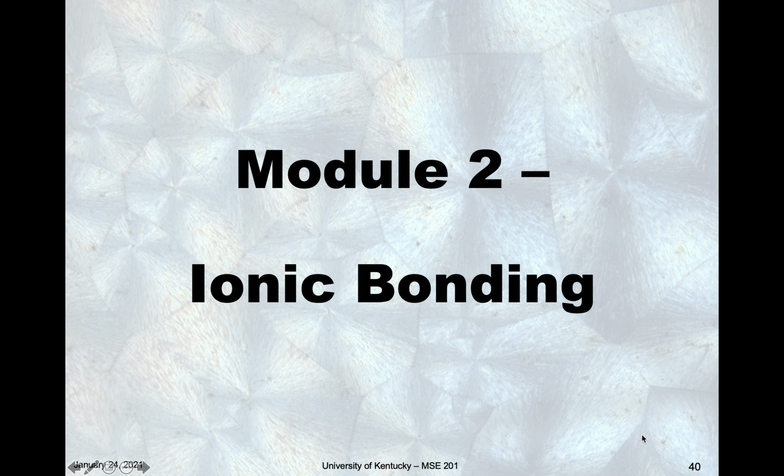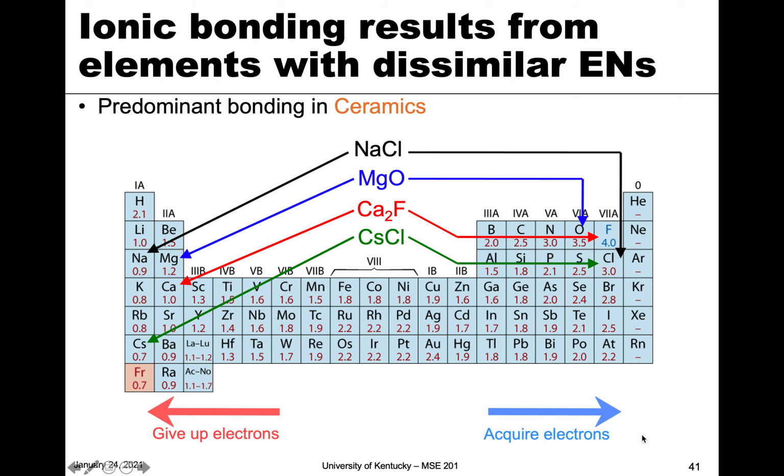All right, so now let's take a look at ionic bonding. Again, ionic bonding results from elements that have very dissimilar electronegativities. The example that we just looked at was magnesium oxide, and those were quite a bit over 2 apart, whereas silicon carbide was much less. A classic example of ionic bonding is sodium chloride. We also have calcium fluoride and cesium chloride.